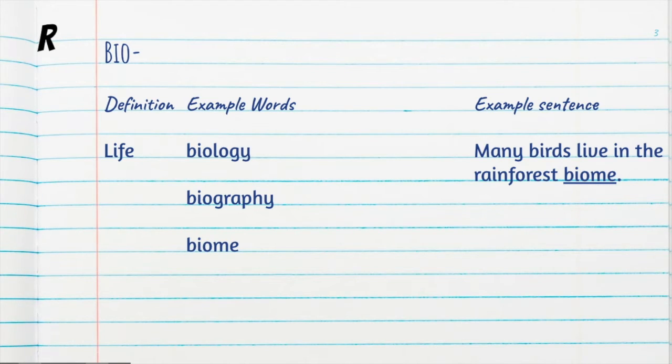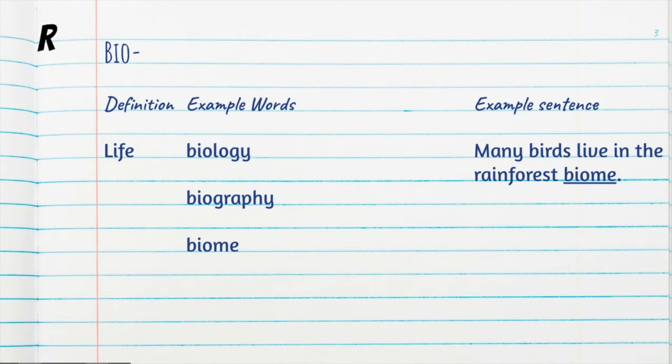So bio means life, and some example words are biology, biography. Biology is the study of life processes. A biography, again, is the story of someone's life. And like we just talked about on the last slide, if you tack the word auto on there, then it becomes the story of your own life, your self's life.